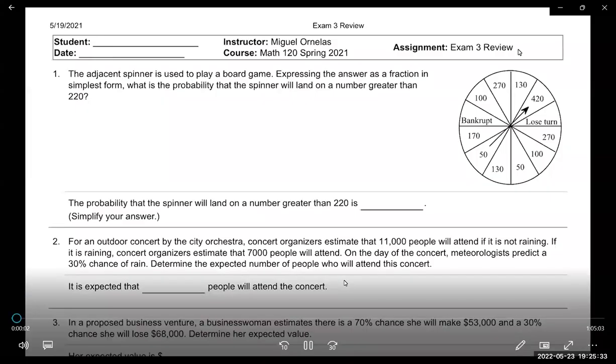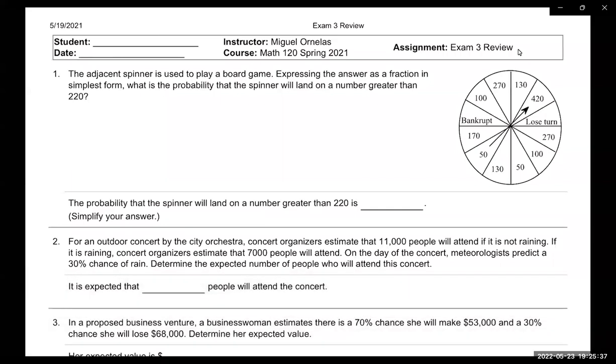All right, so this is the exam review for exam three. So let's go through these questions one by one. The first question says the adjacent spinner, here's the spinner, is used to play a board game. Expressing the answer as a fraction in simplest form, what is the probability that the spinner will land on a number greater than 220?